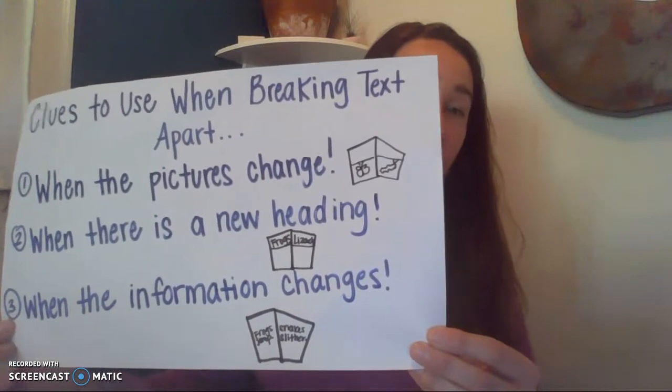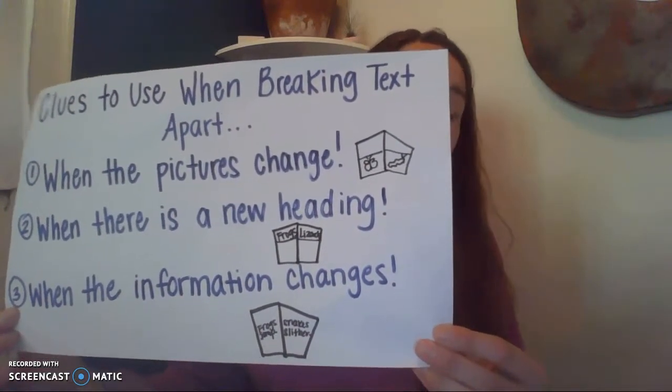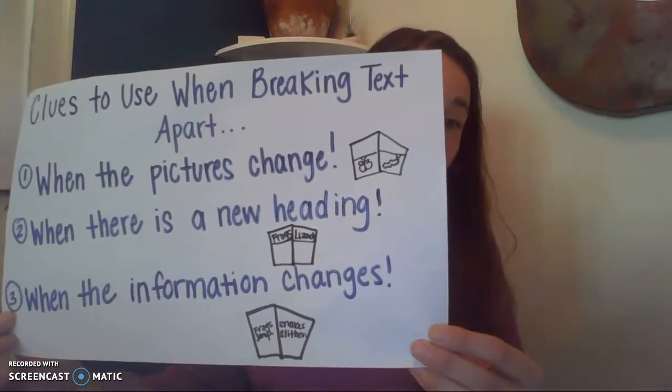The third clue that a reader can use to break apart text is noticing when the information changes. So let's say you're reading a book and you're learning on one page that frogs jump and how frogs move, and on the next page or a few pages after, you start to learn about snakes and how snakes move. You know that those are 2 different sections and you could break those apart.